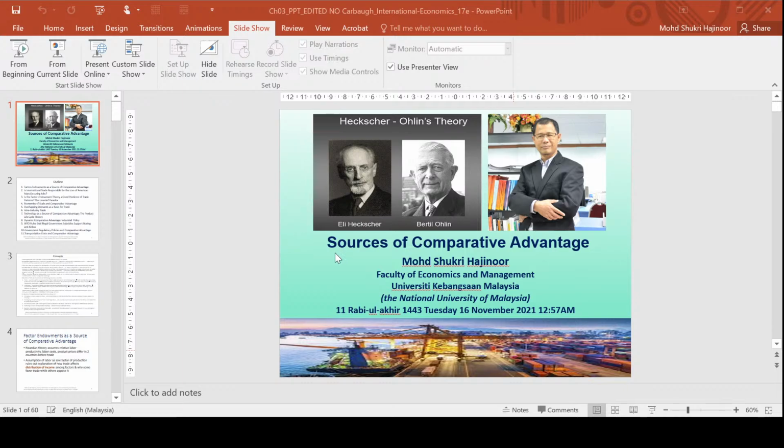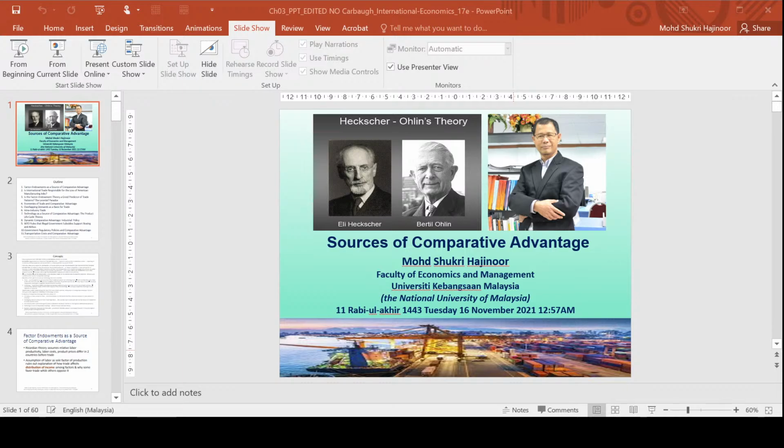Here, for example, the capital labor ratio in the States is 100 divided by 200, 0.5. In China, it is 0.2 divided by 0.02... This is 0.5. The United States has a higher capital labor ratio than China. So the United States will specialize in capital intensive goods. China will specialize in labor intensive goods.